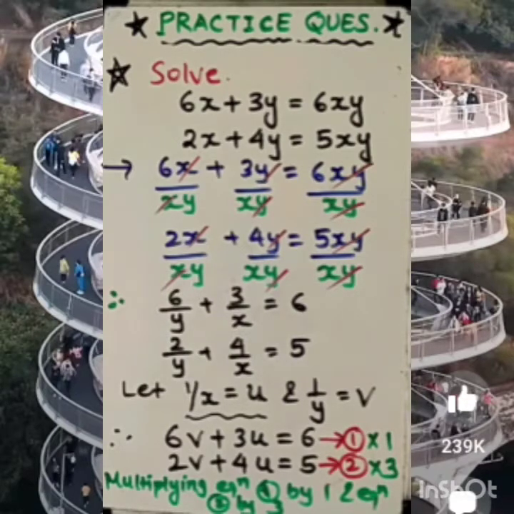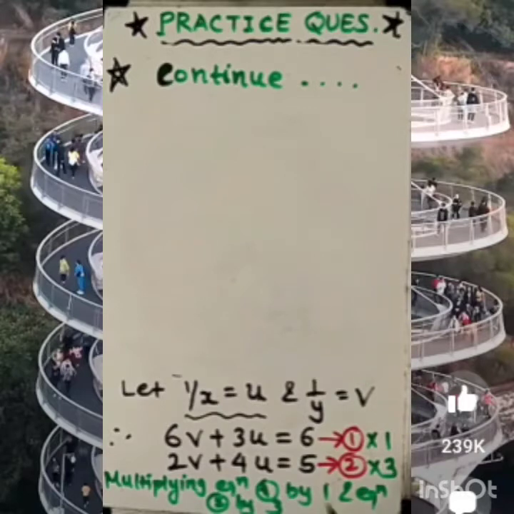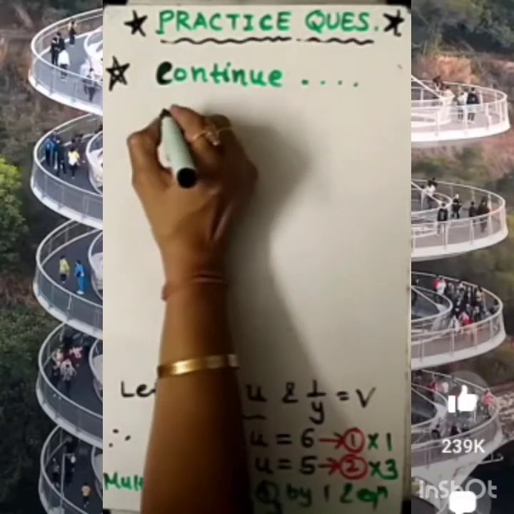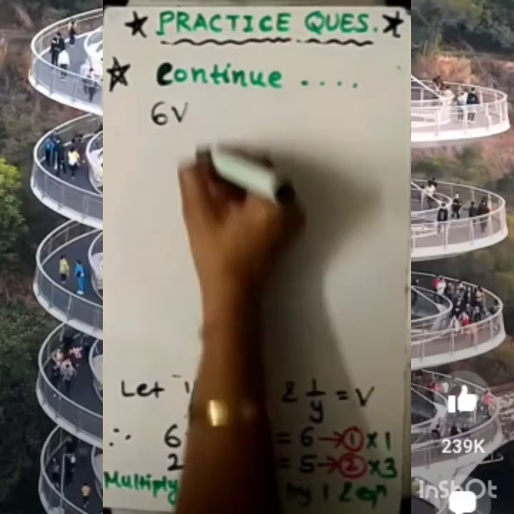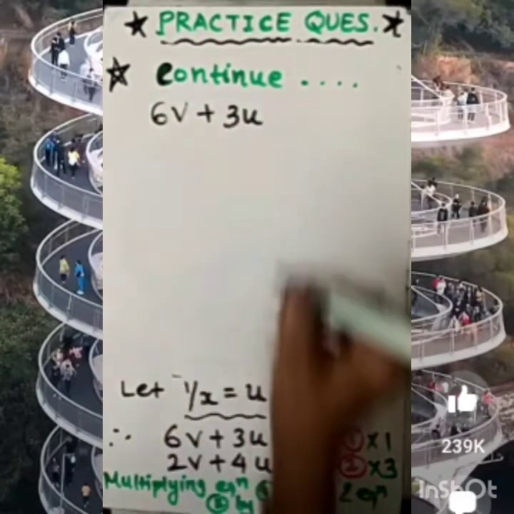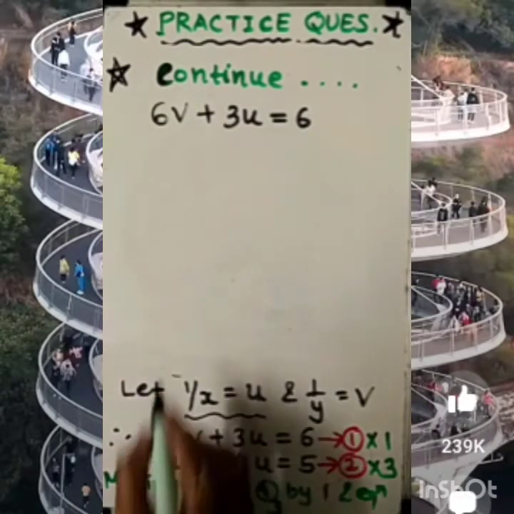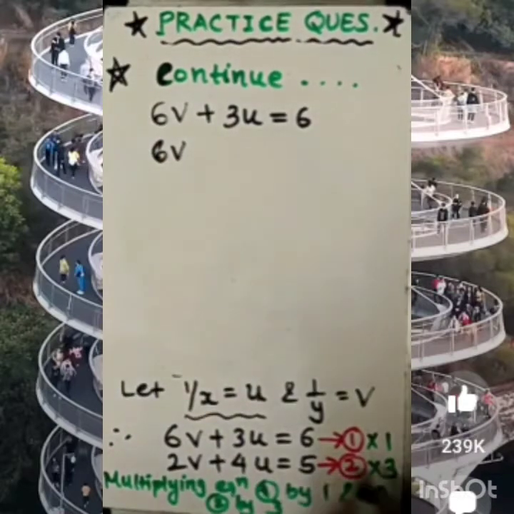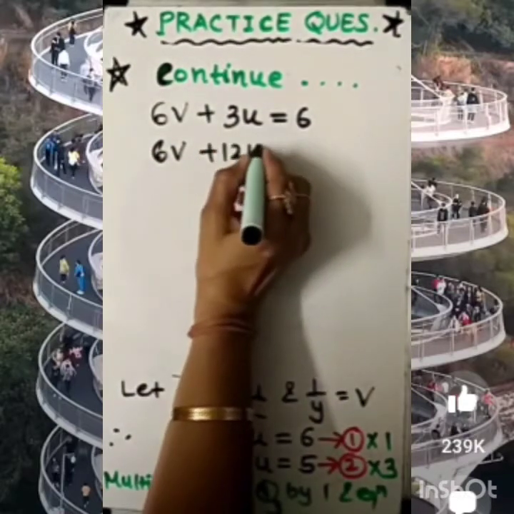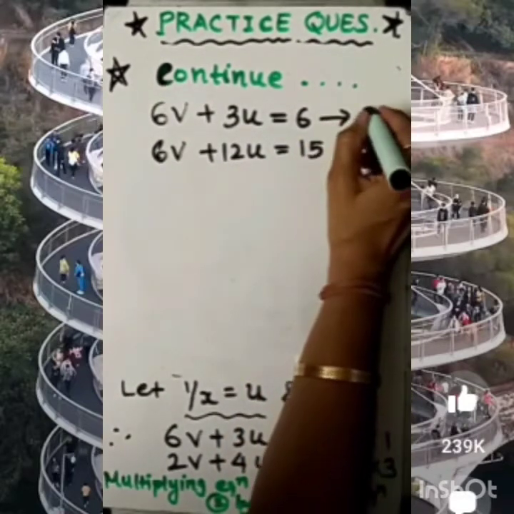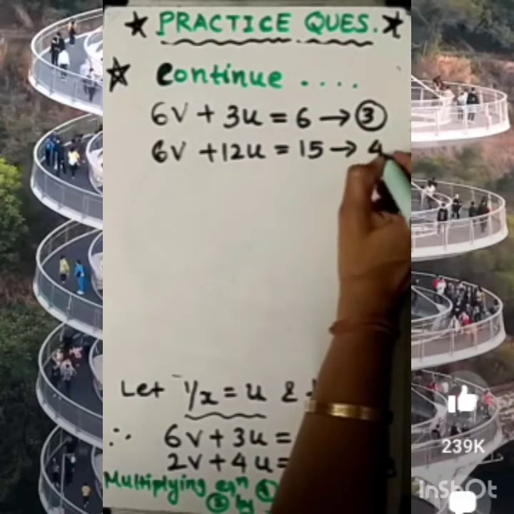Let's see. So, my dear student, we are going to multiply first equation with 1. So, it will remain same as you know. So, first equation will be 6v plus u equal to 6. Right? And second equation will be multiplying by 3. As we have mentioned here, equation 2 by 3. So, 3 times 2 is 6v, 3 times 4 is 12u, and of course 3 times 5 is 15. And this newly formed equation, so you can say this is equation 3 and this is equation 4.